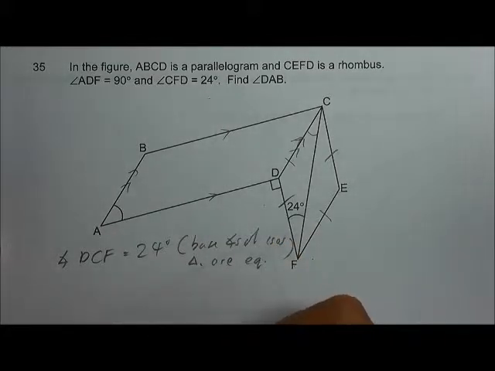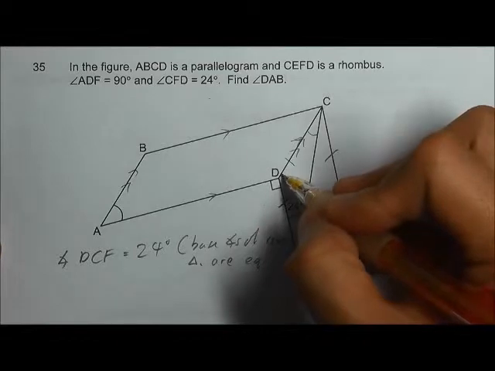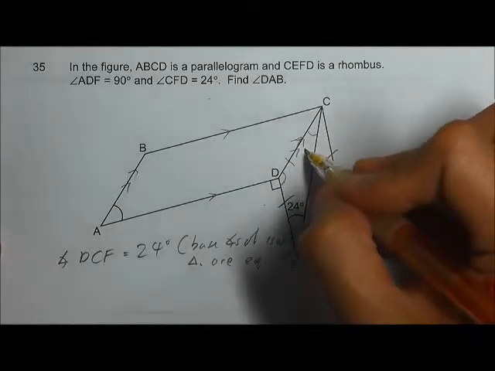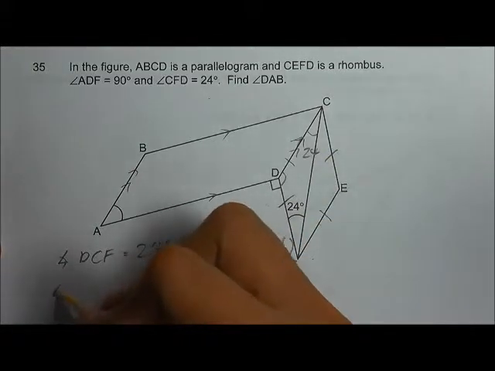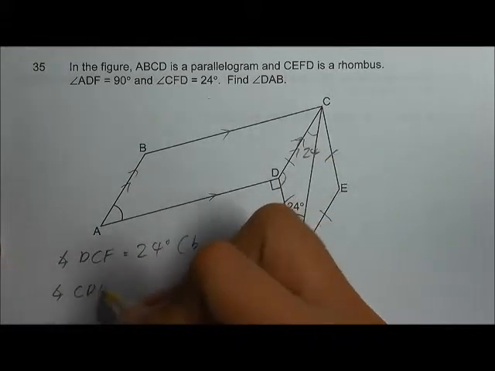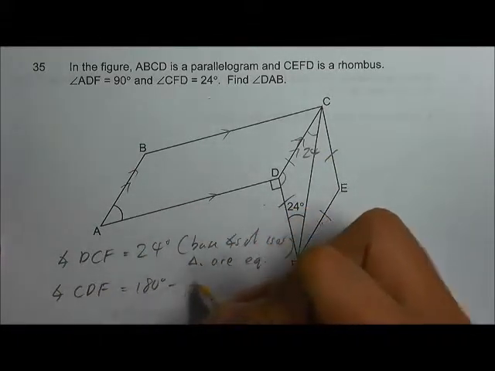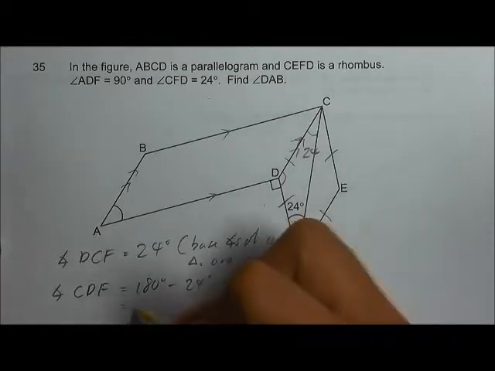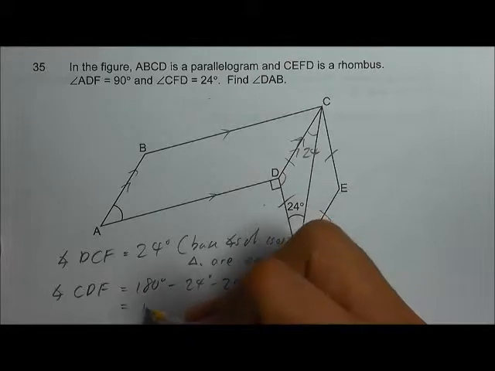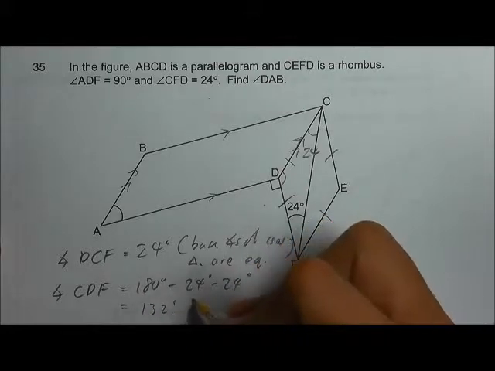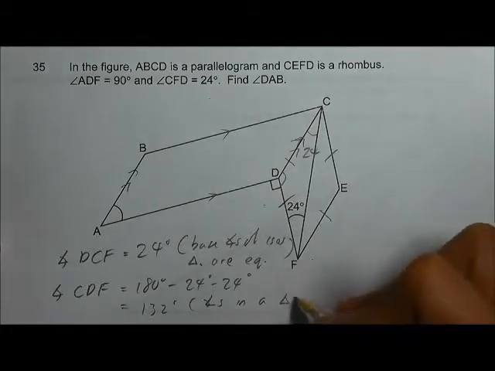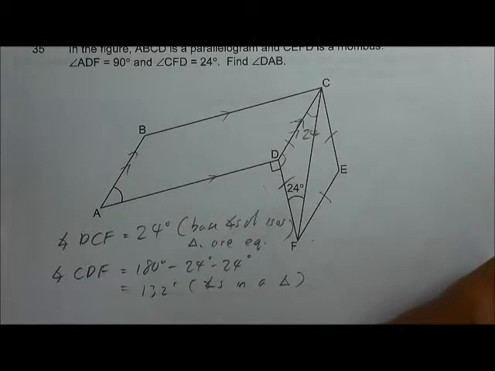Okay, next we can find out what angle CDF is. Angle CDF will be just 180 degrees minus 24 minus 24. That will give us 132 degrees because angles in a triangle add up to 180 degrees.